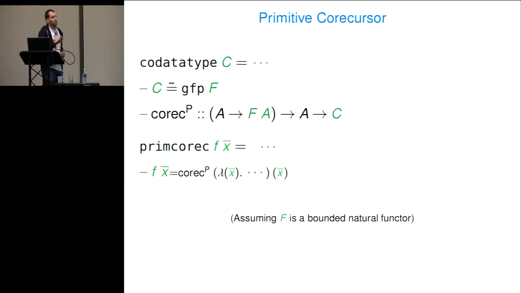While I showed you only streams here, this works, of course, in general for an arbitrary functor F, provided that it's in some sense well behaved. I won't tell you what a bounded natural functor is, but this is the notion which we introduced 5 years ago, and which is quite central to all of this work.